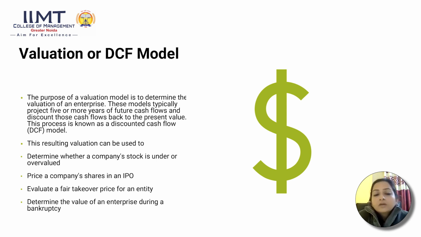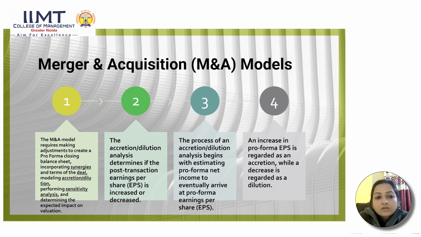So we can say that this model is useful in various ways for taking various financial decisions. So this model is very much important. Another model is the merger and acquisition model. We understand what a merger and acquisition is. This model requires making adjustments to create a pro forma closing balance sheet, incorporating synergies and terms of the deal, modeling accretion and dilution, performing sensitivity analysis, and determining the expected impact on valuation.